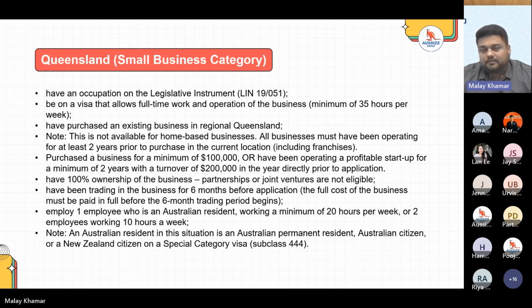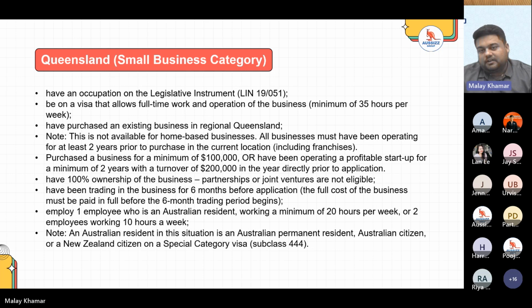You don't need to buy a business that has been used for a previous 491 visa. So you have to buy a fresh business, and it needs to keep running for the next 6 months, and it must have been operating in the same regional area for the last 2 years. So make sure you meet these small conditions.